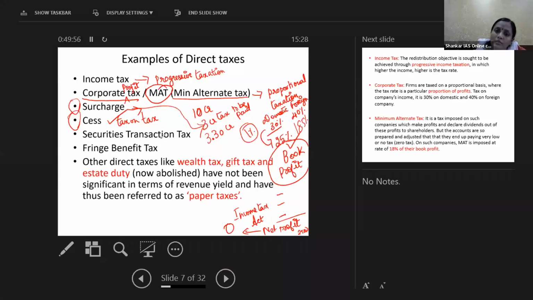In that case, it will be called direct taxes, right? Securities transaction tax, STT, and CTT, commodities transaction tax, they are all types of direct taxes, right?